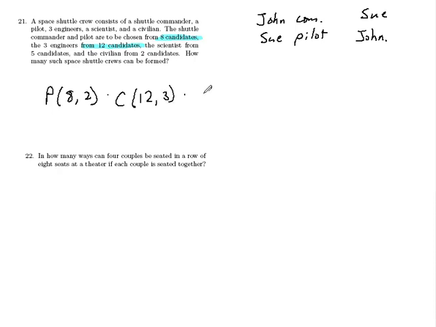The scientist is picked from 5 candidates. Now, if you're picking just one person, in other words, anything choose 1, whether it's a combination or permutation, is just the number of choices you have. And the civilian from 2 candidates, so combination 2 choose 1.